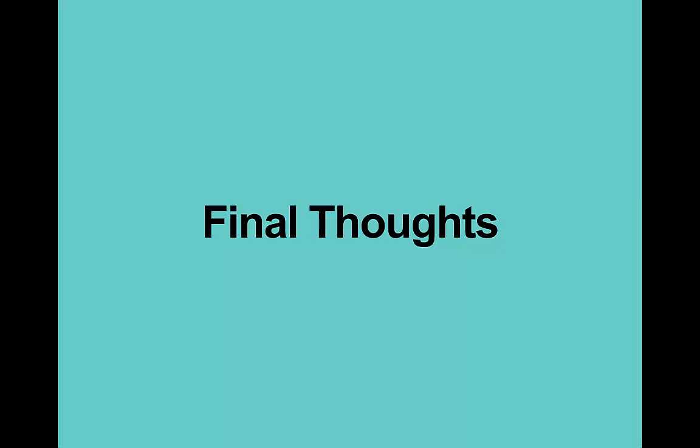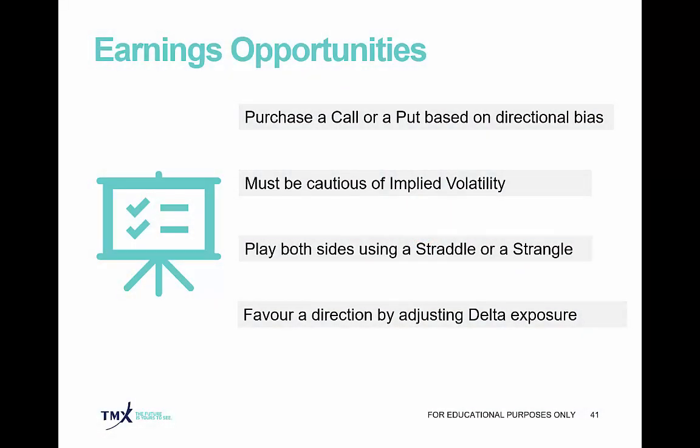So a few final thoughts here, guys, as we're wrapping this webinar up. For earnings opportunities, you can purchase a call or a put based on your directional bias. That hasn't changed. These are still great ways to participate based on your expectation. But the main consideration here in that approach to trading around an earnings opportunity is that you have to be cautious of the implied volatility factor.